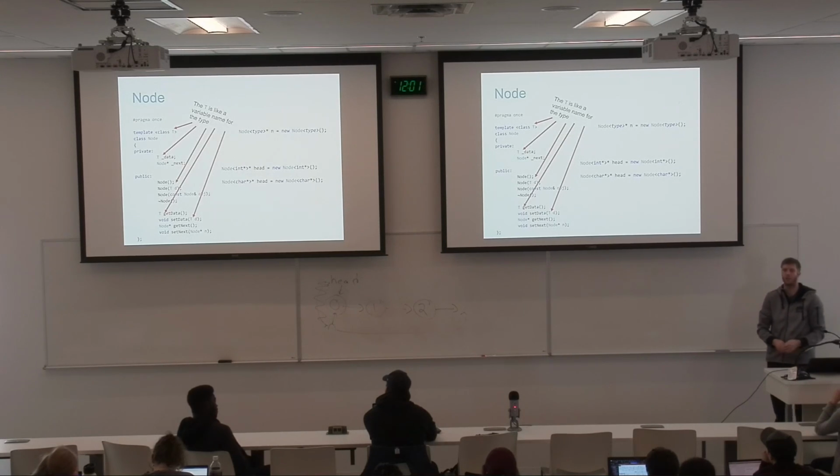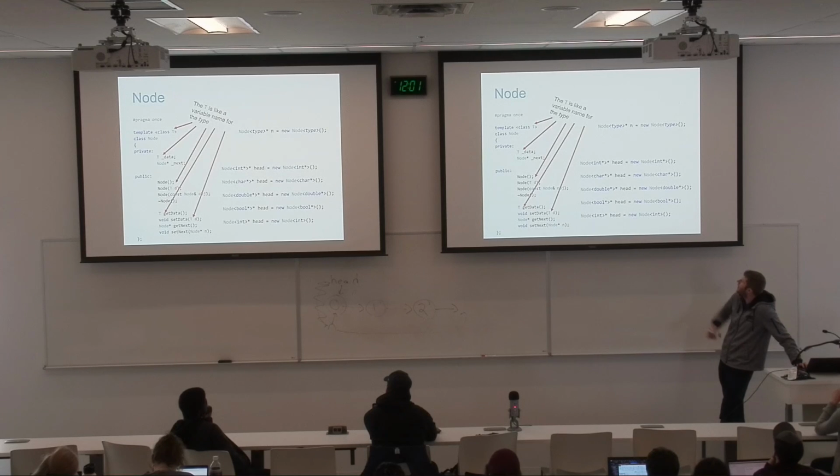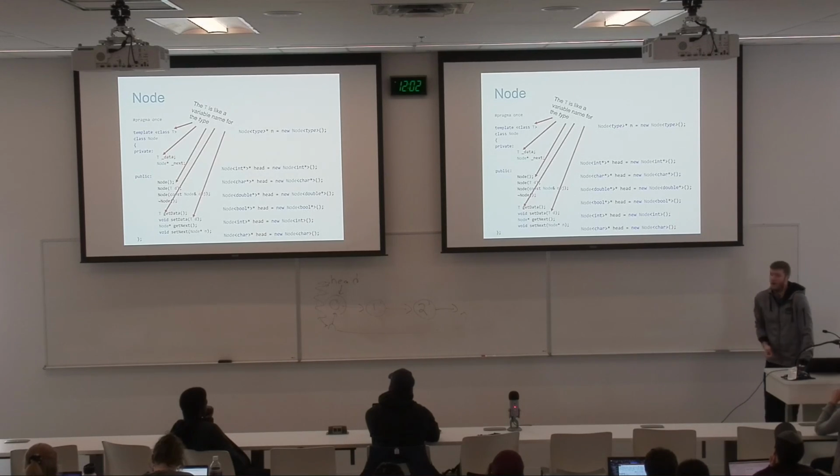If I want a character pointer, that's how I would do it. Double pointer, that's how I do it. Boolean pointer, that's how I do it. Just an integer, not an integer pointer, but an integer, great, that's how I do it. A regular character, that's how I do it. Pretty cool, huh?